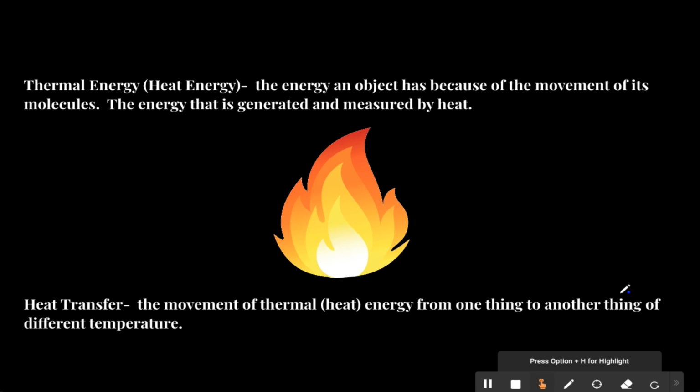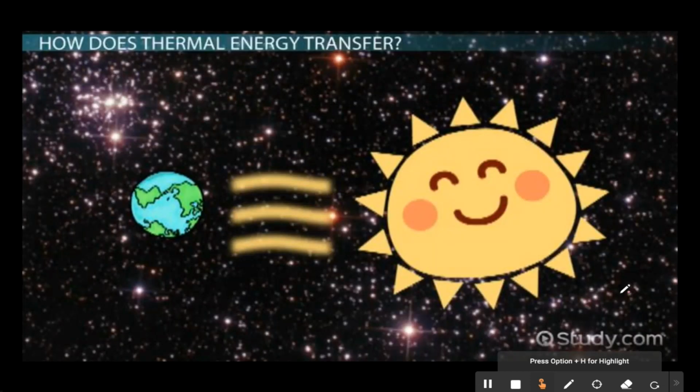So a great example of this is the heat energy that we get on Earth comes from the sun. So the heat from the sun hits the Earth, and that is what raises the heat on Earth's surface. So let's take a look at how this happens.